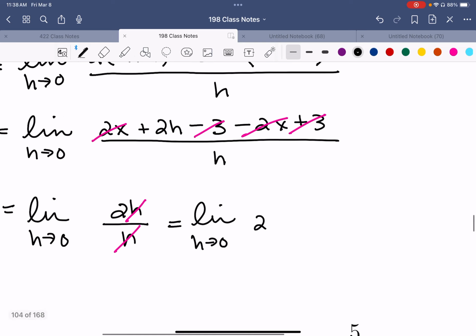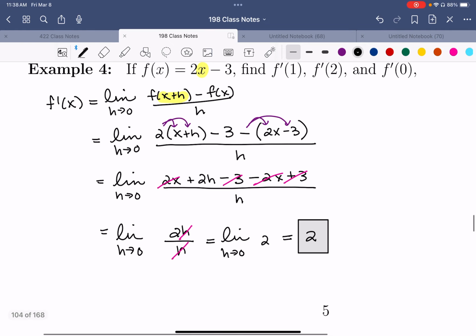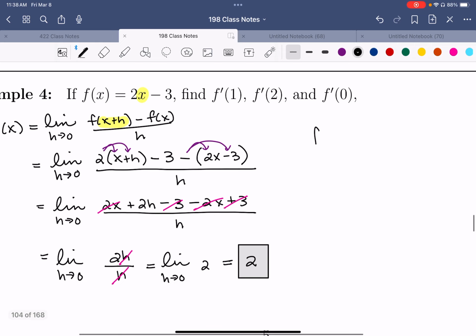Now, I lost my h's. They all canceled out. So taking the limit as h goes to 0 means you plug a 0 in for h. I don't have any. So I just stay with the same function that I have, and I get the value of 2. And what that means in this case is that the slope of the tangent line, the derivative, is always 2, no matter what the x value is. So that means that f prime of x is equal to 2.